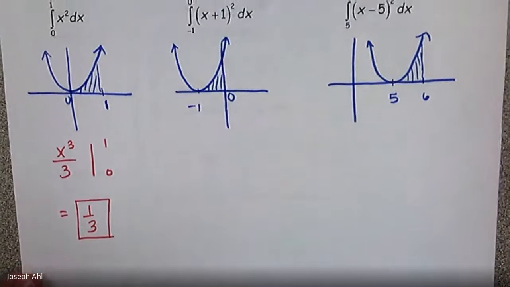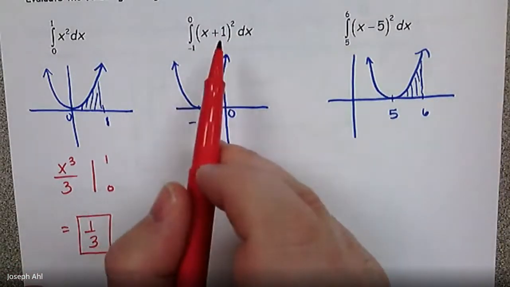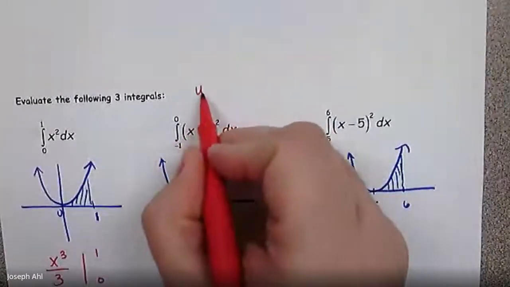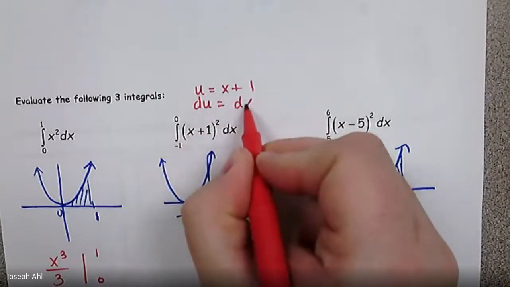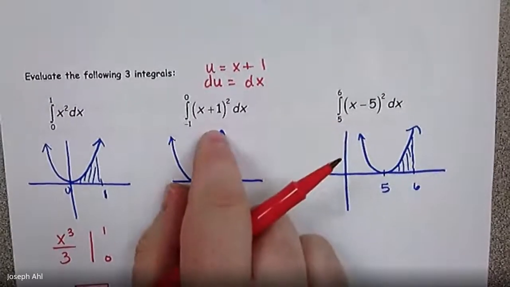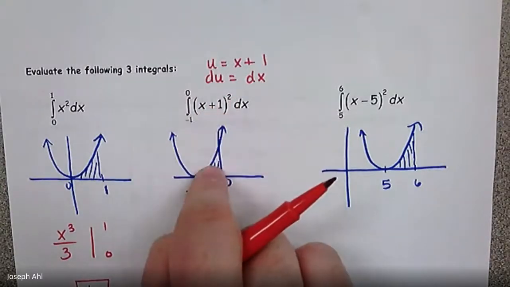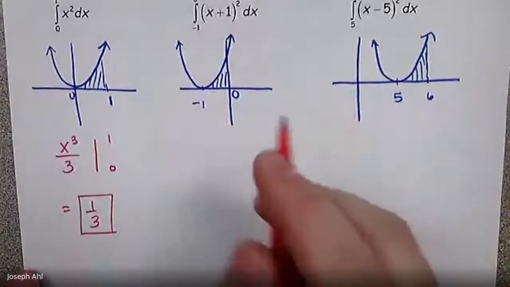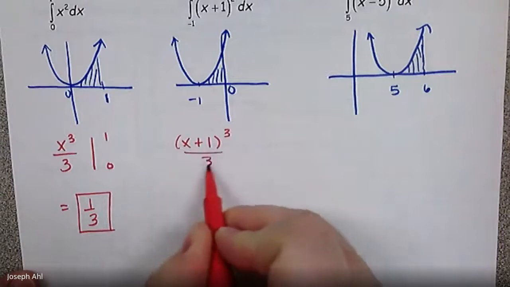Moving on to the middle case, just to make your life a little bit easier, you can either expand that and make it x squared plus 2x plus 1, or if you do a u substitution, the nice thing is that du is equal to 1 dx. So if you just think of this as u squared, which would then be u cubed over 3 when you find its antiderivative, since u is x plus 1, this would be x plus 1 cubed over 3.